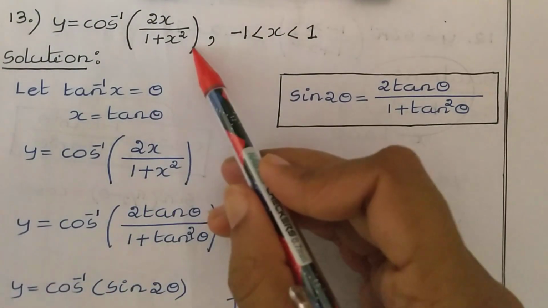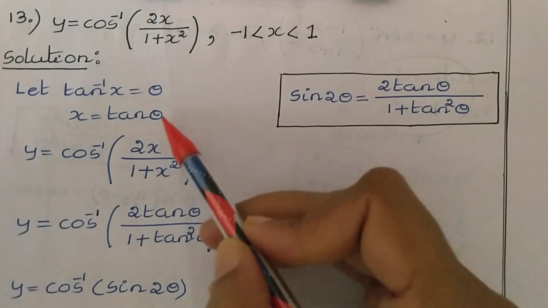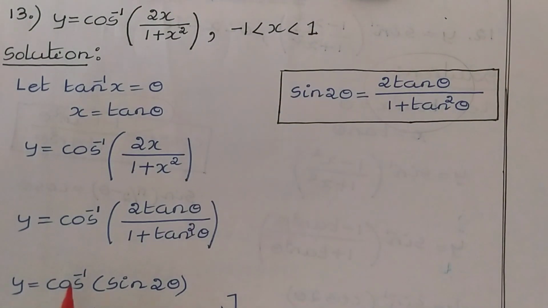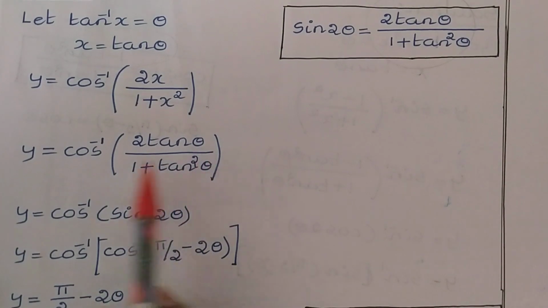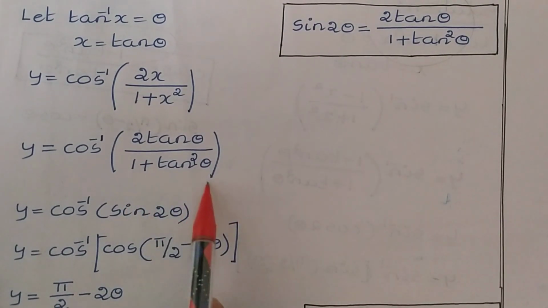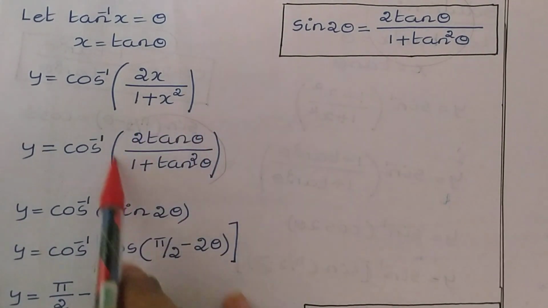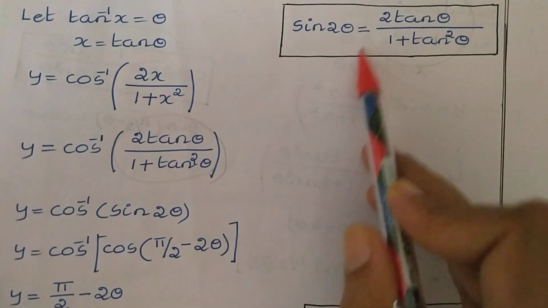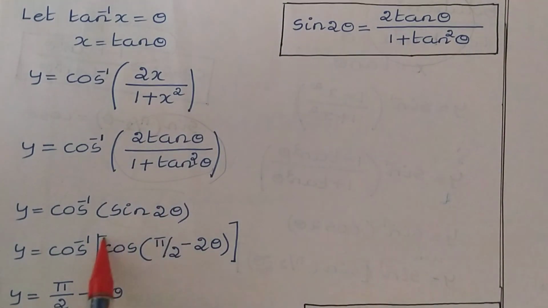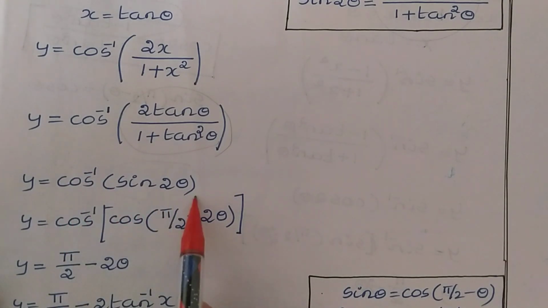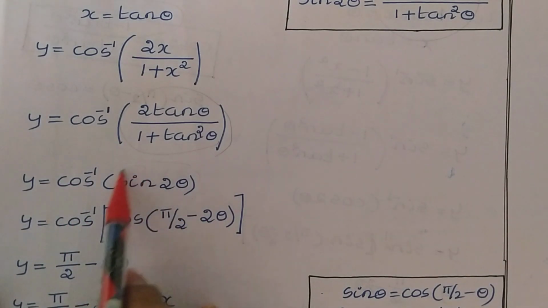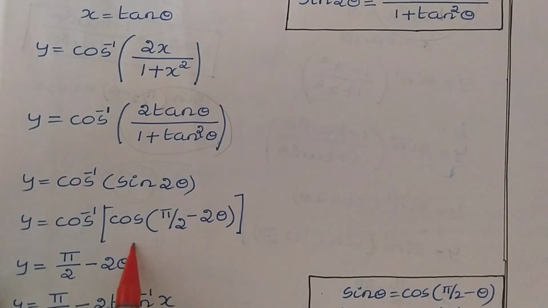Now wherever you have x, substitute tan theta. So we get y is equal to cos inverse of 2 tan theta divided by 1 plus tan square theta, which is equivalent to sin 2 theta. So in this place write sin 2 theta. Now we have cos inverse sin 2 theta. Next step is you have to convert this in cos form.